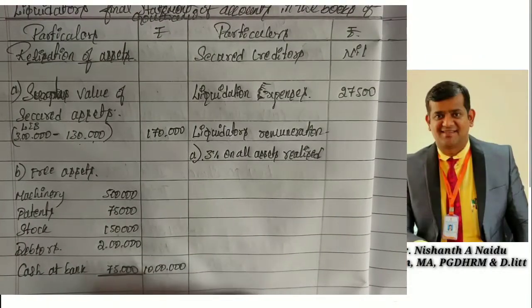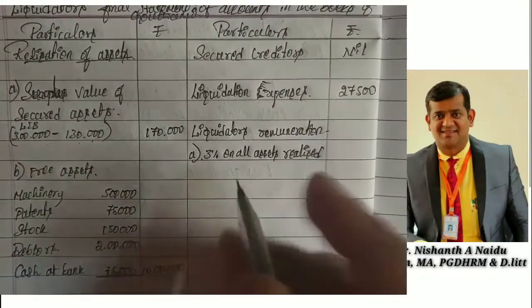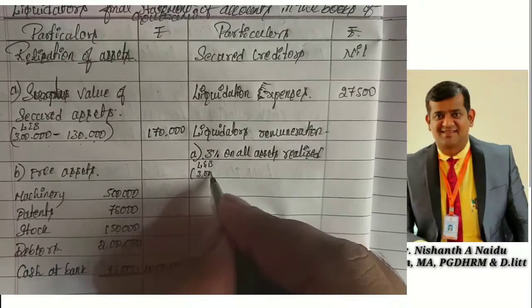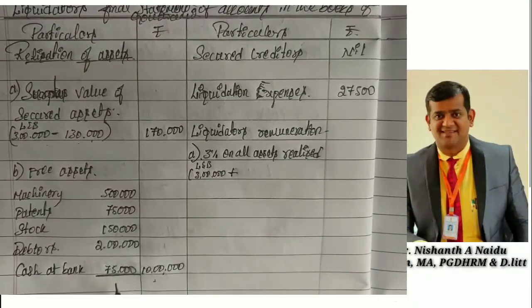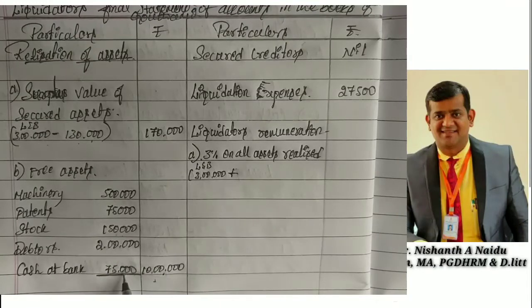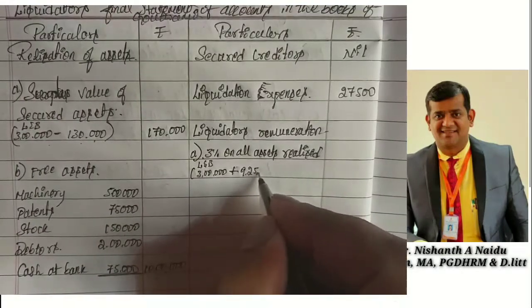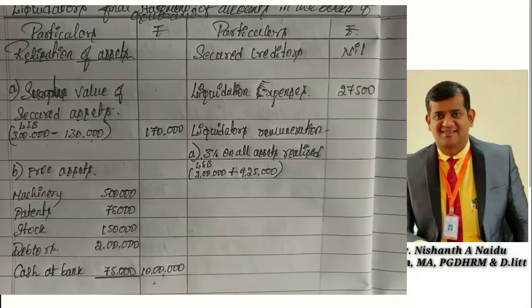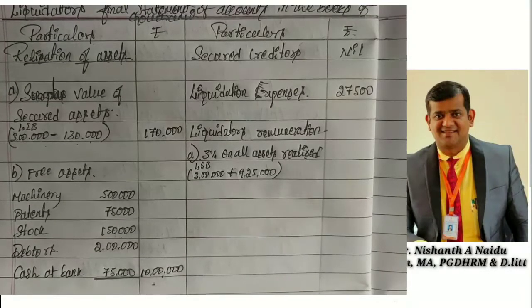So now what are all the assets realized? This is 10 lakh and this is 3 lakh. So first I am going to write land and building 3 lakh. Plus 10 lakh minus 75,000 because we don't include cash at bank. If you do that, how much are you going to get? 9,25,000.